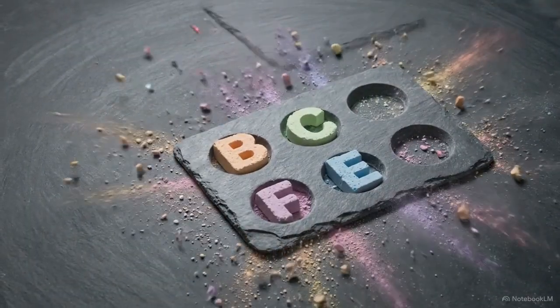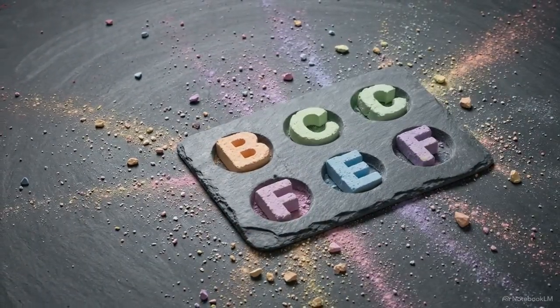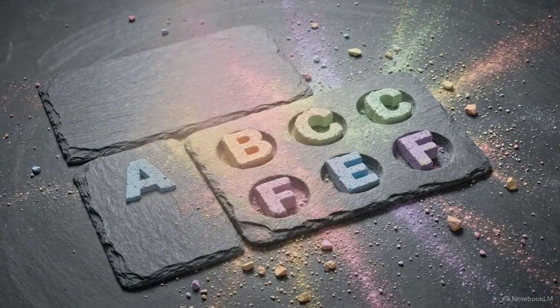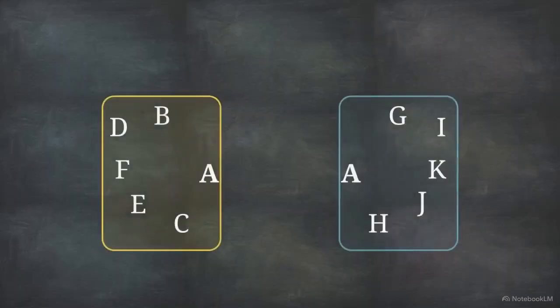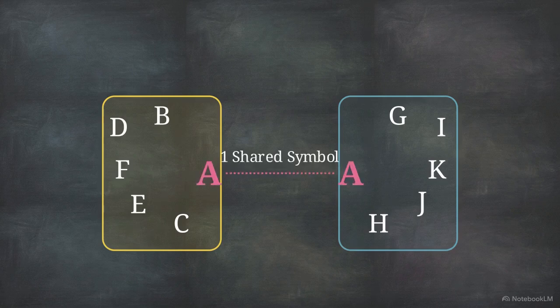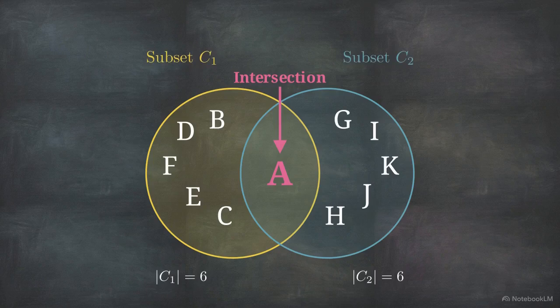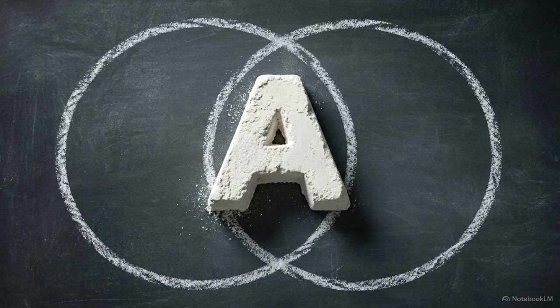Imagine designing a custom deck of cards using the 26 letters of the English alphabet. Let's say each card must have exactly 6 letters. The central constraint is that every pair of cards must share exactly one letter. In the language of mathematics, each card is a 6-letter subset. The intersection between any two of those subsets must always have a size of exactly 1, no more, no less.